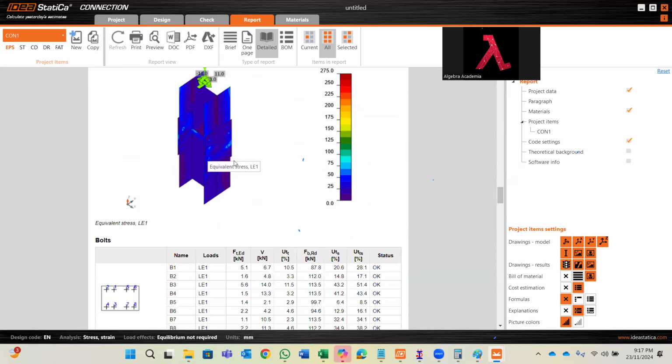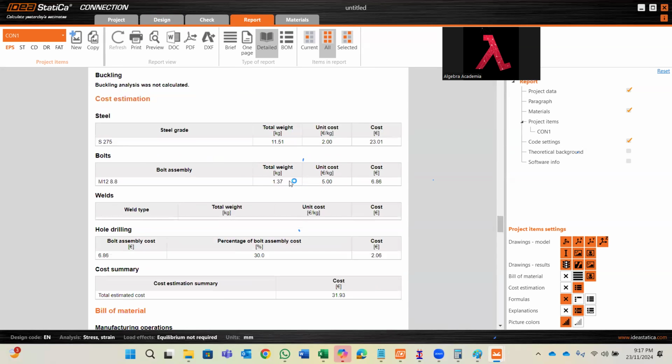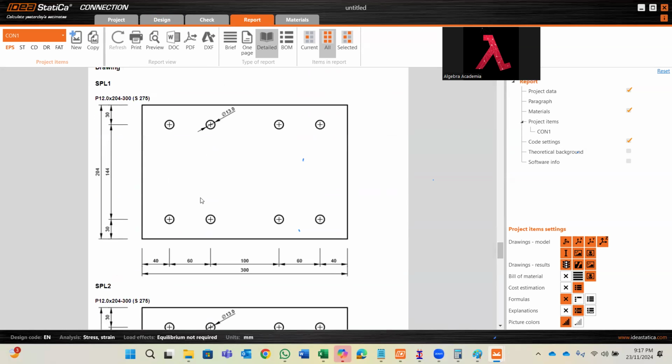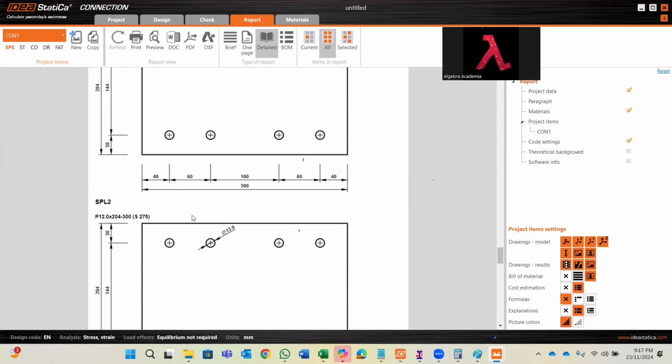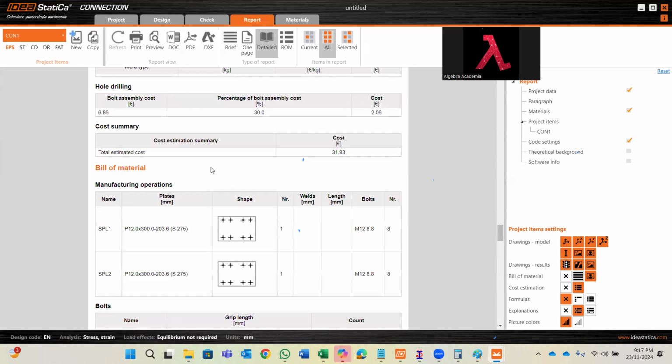And coming back to the plate stresses, which are between 25 and 50 MPa. And this is the bolt utilization ratio. And this is the drawing, which illustrates both cases, the plate dimension and the bolt distance as well.